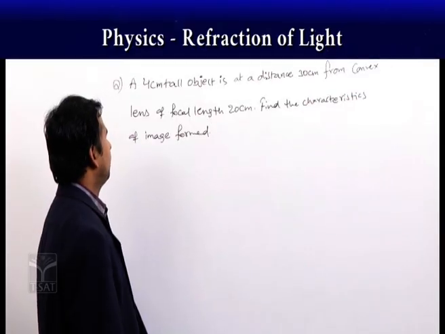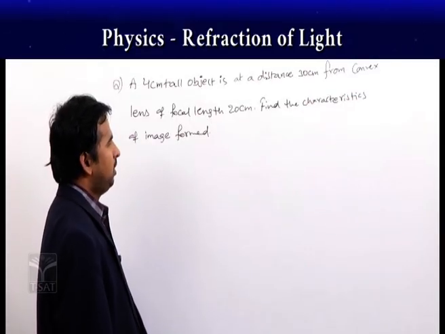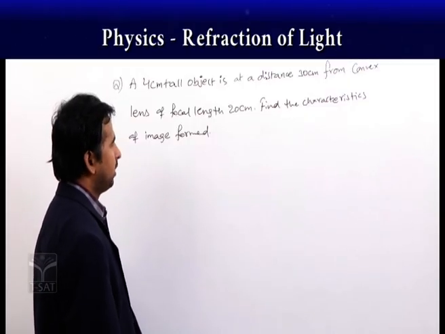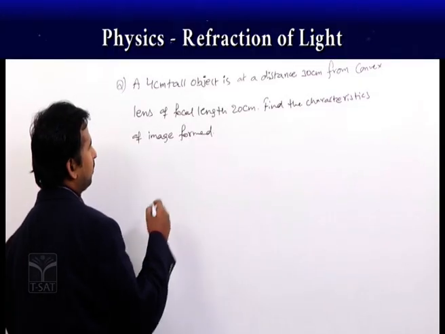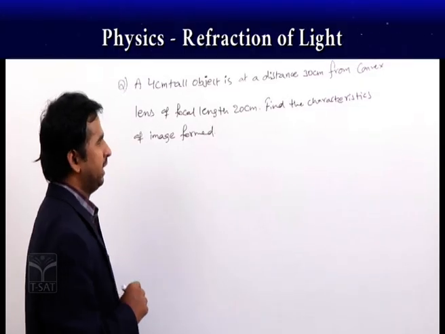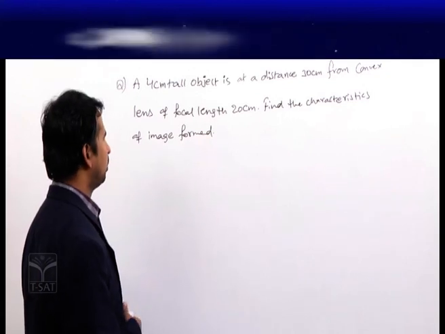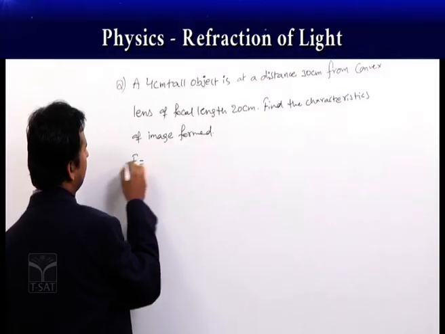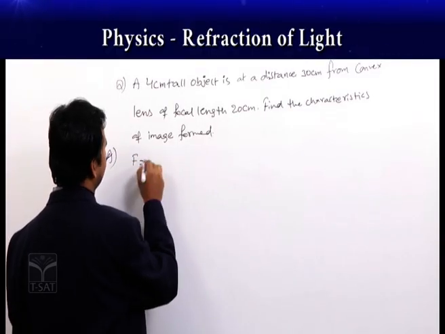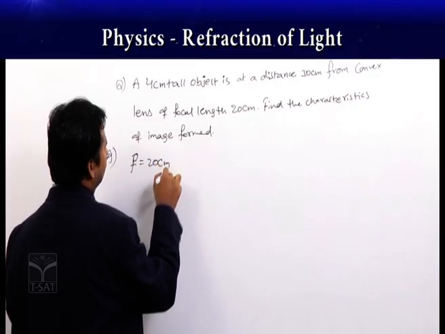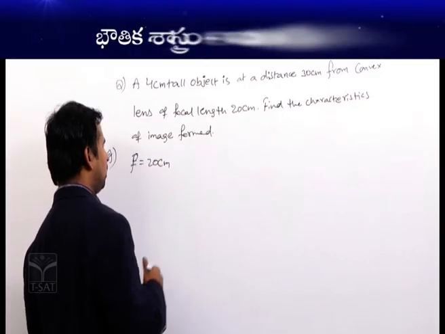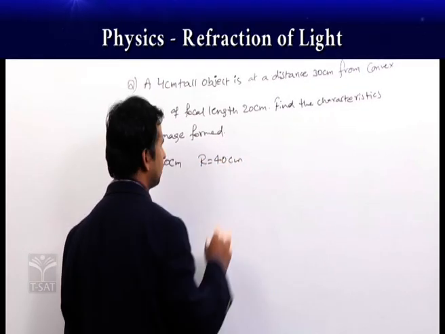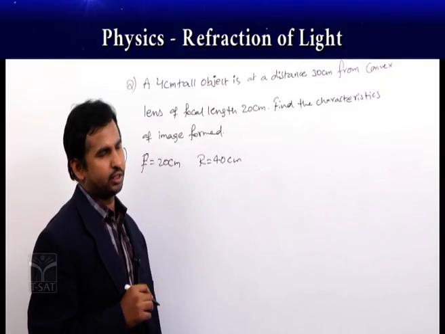Given that a 4 centimeter tall object is at a distance of 30 centimeters from a convex lens of focal length 20 centimeters. Now, when a numerical is given like this, depending on the ray diagram, we first have to find out the position of the object. As focal length is given, f is equal to 20 centimeters. Then the radius of curvature is nothing but 40 centimeters, meaning the center of curvature is at 40 centimeters.